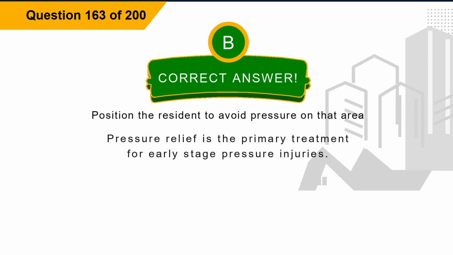The correct answer is option B, position the resident to avoid pressure on that area. Explanation. Pressure relief is the primary treatment for early-stage pressure injuries.